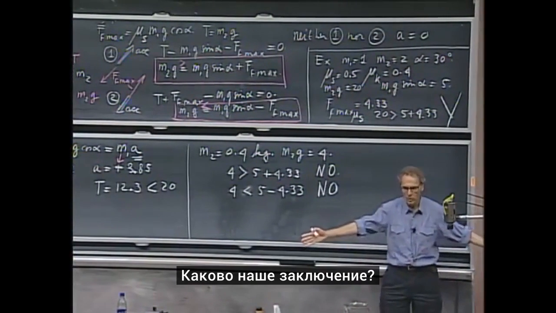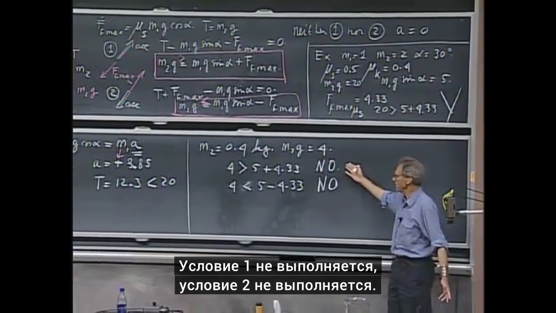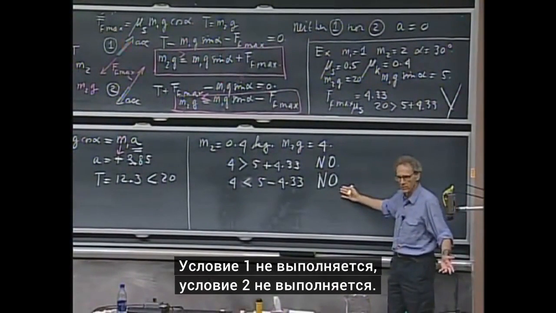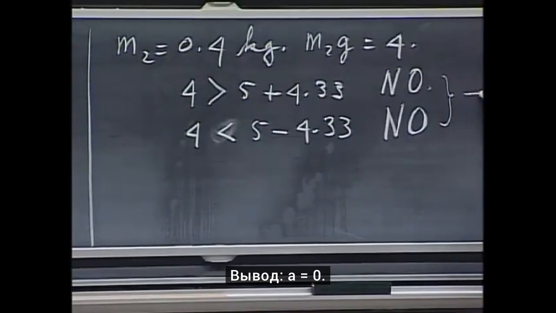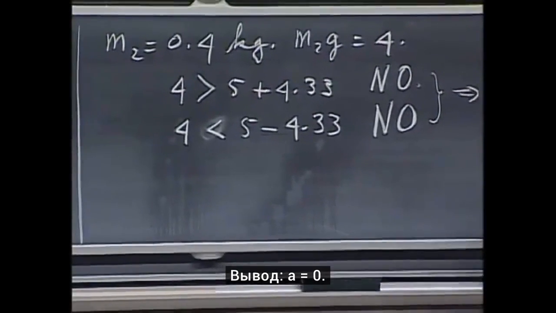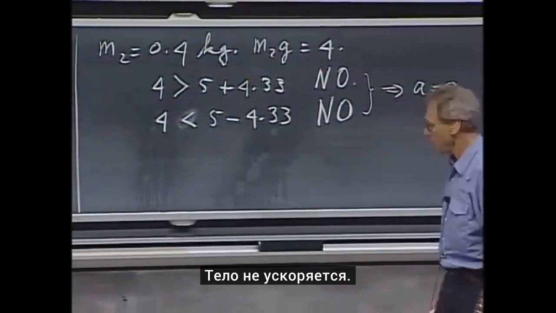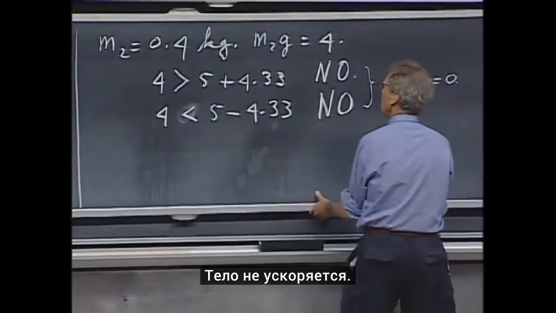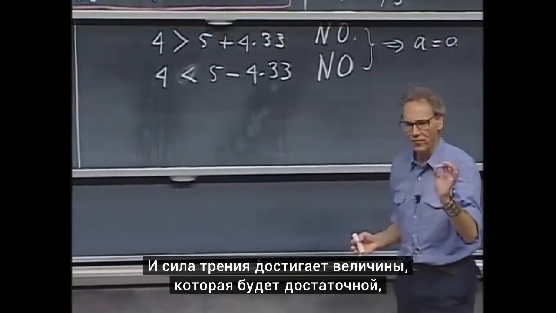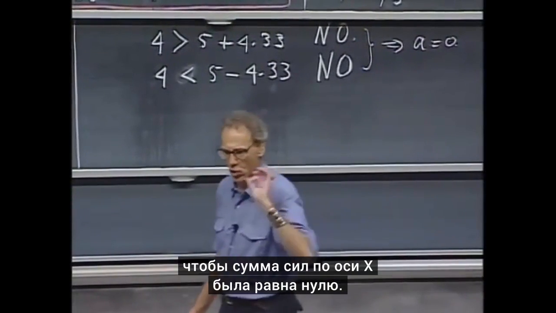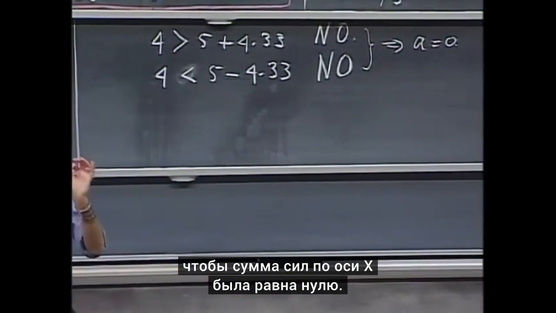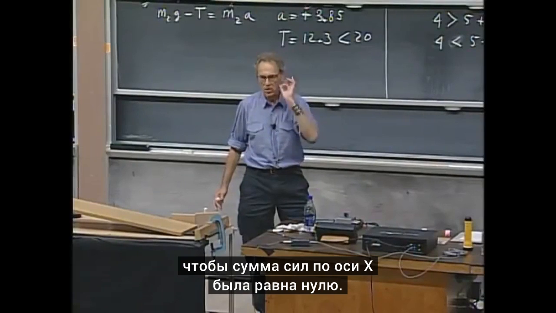What must be our conclusion? Condition 1 is not met. Condition 2 is not met. Conclusion is A is 0. The object will not be accelerated. And the frictional force is going to adjust along the x direction so that the acceleration indeed is 0.